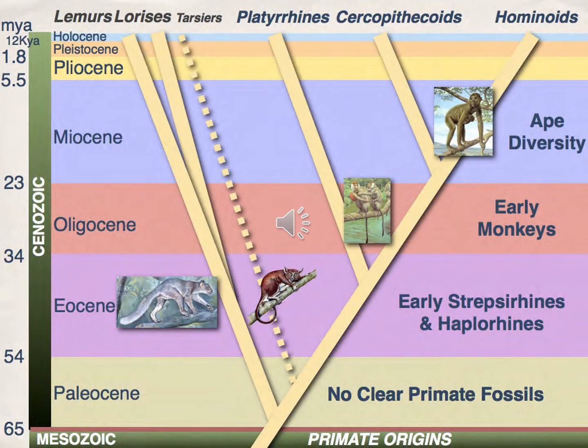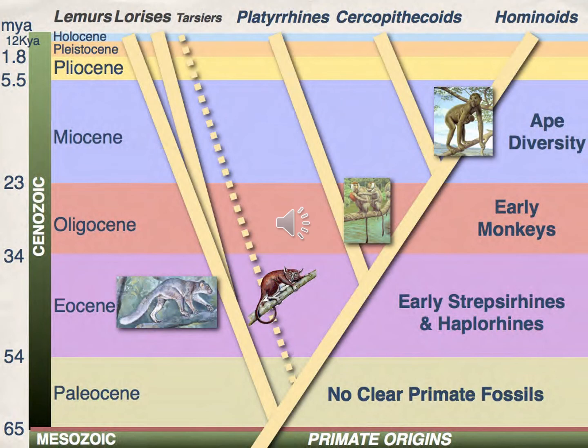What you should be familiar with is each one of these epochs, the order they go in, as well as the types of primate fossils we find in each one of them. So in the Paleocene, there are no clear primate fossils. There are candidates very similar to the tree shrews, but nothing certain. But all of a sudden in the Eocene, 54 million years ago, you've got early strepsirrhines, and some of the earliest haplorhines, like tarsiers, that evolve.